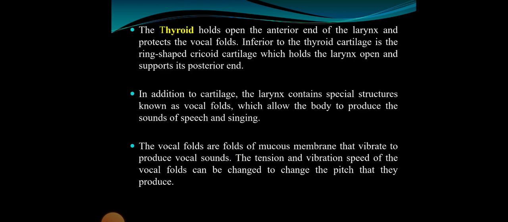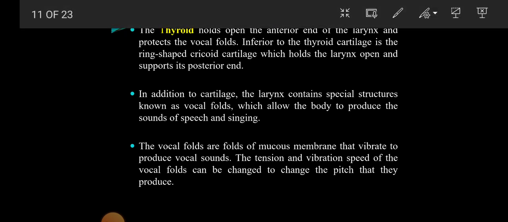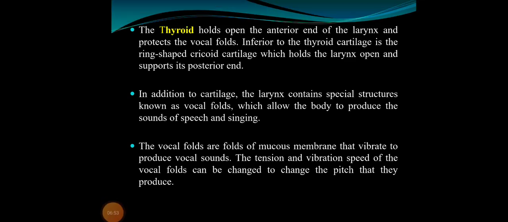The thyroid cartilage opens at the anterior end of the pharynx and protects the vocal folds. Inferior to the thyroid cartilage is the ring-shaped cricoid cartilage, which holds the larynx open and supports its posterior end.